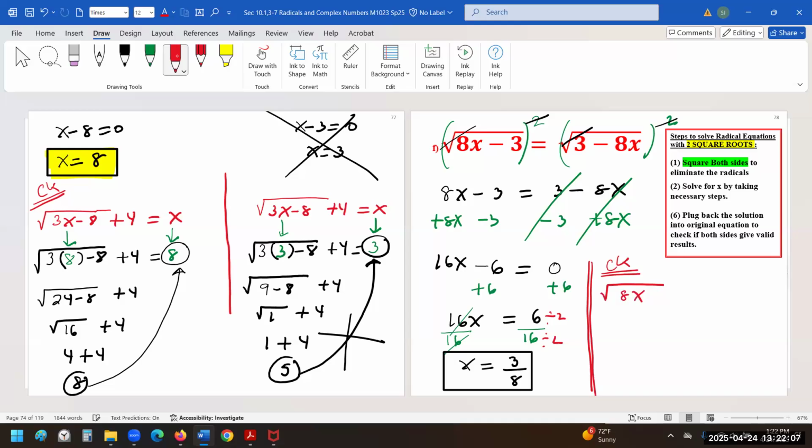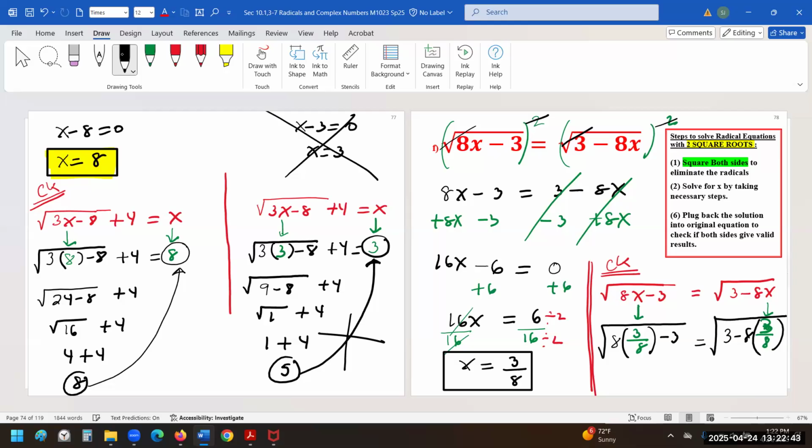Square root of 8x minus 3 should be the same as 3 minus 8x under the square root. Just because you see a fraction, don't get scared. Every x you see is 3/8. So it's 8 times 3/8 inside the radical on the left side. And it's 3 minus 8 times 3/8 inside the radical on the right side.